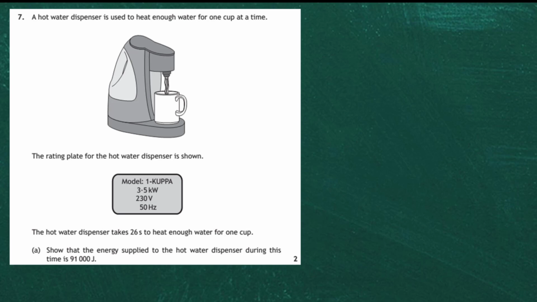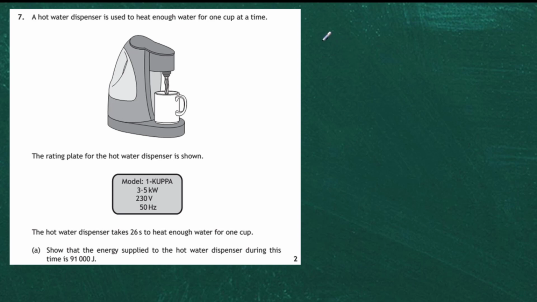And for 2 marks, we're asked to show that the energy supplied to the water dispenser during this time is 91,000 joules. So, in order to work out the energy, we've got to find the power. And remember, the power is measured in watts. So if you look down that list, you can see that we have got the power there below the model number. The model number is just a manufacturer's code. So here we have, down below it, 3.5 kilowatts.